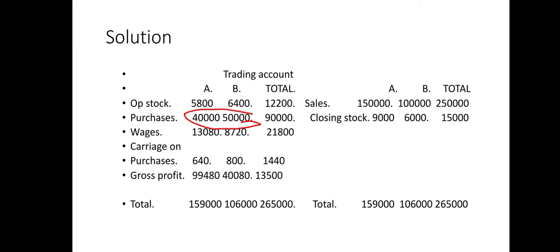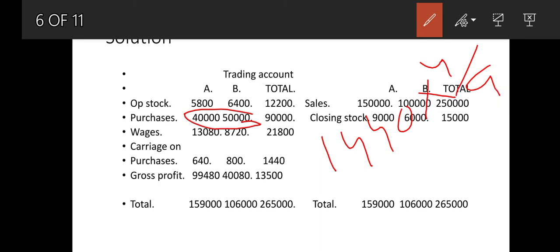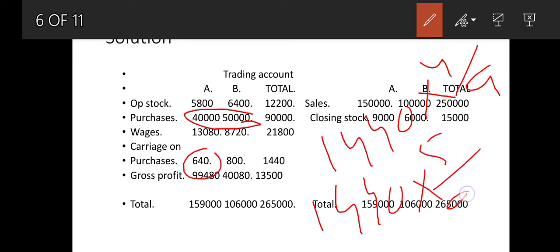So carriage on purchases will be distributed as 144 appears in the question. We will multiply 4 by 9, we will get 640, and 1440, 5 by 9, we will get 800. It is the distribution of these specific two expenses.